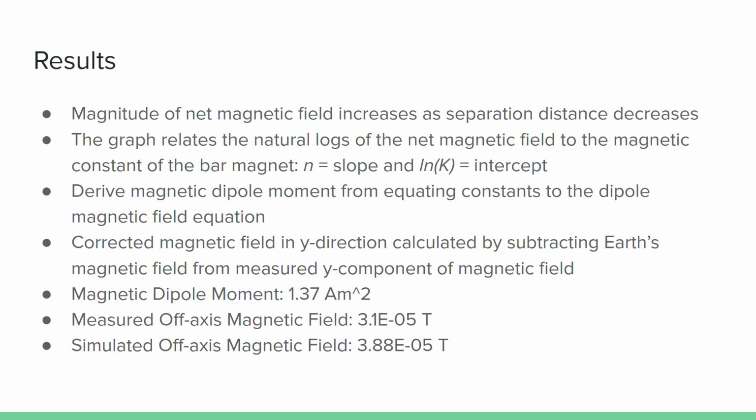And we correct the magnetic field in the y direction by subtracting Earth's magnetic field from the measured y component of the magnetic field. So overall, we find that the magnetic dipole moment is around 1.37, and the measured off-axis magnetic field is around 3.1 times 10 to the negative 5 teslas, while the simulated off-axis magnetic field is around 3.88 times 10 to the negative 5 teslas.